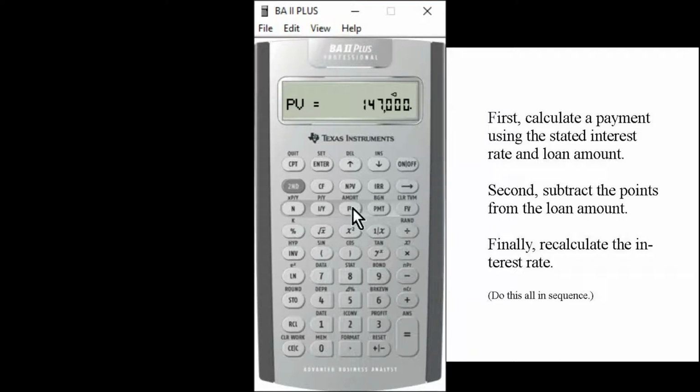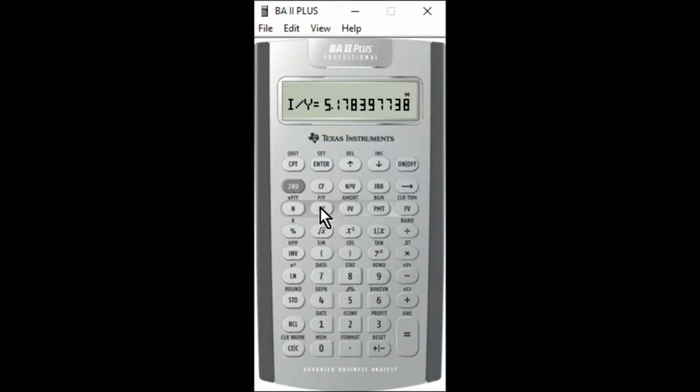So again, we've calculated the payment, we subtracted the points out of the present value, we have a new present value that we are using, and we will compute I/Y, and we can see that our APR, the true cost of the money, is 5.18%. The graduate student would look at that and say, that's 5.18% compared to the other loan of 5.25%. At that point, the graduate student would probably decide to go with option B, having paid the 2 points. Do you think that's the best idea?